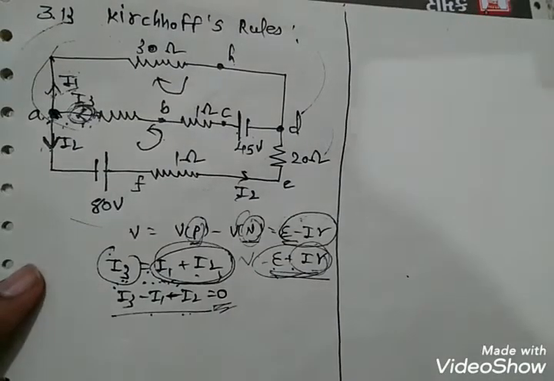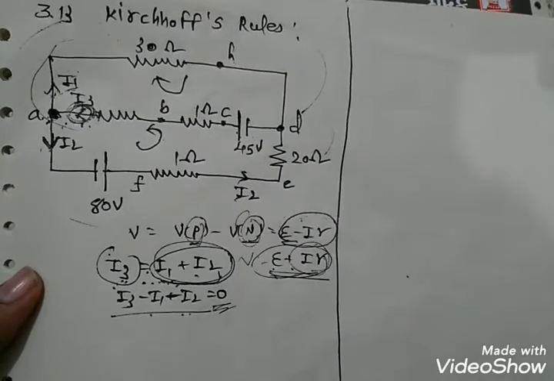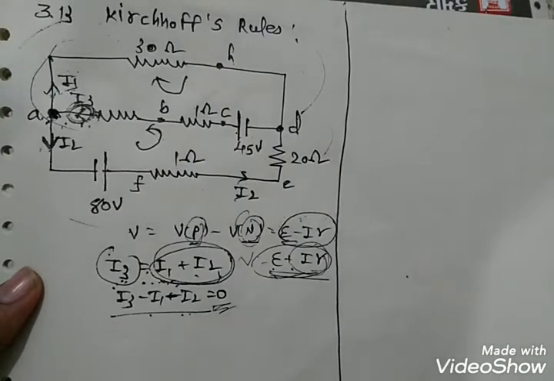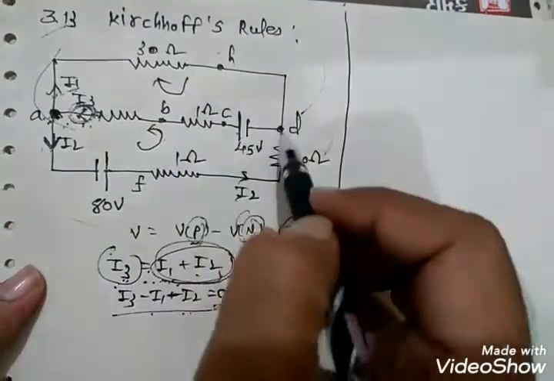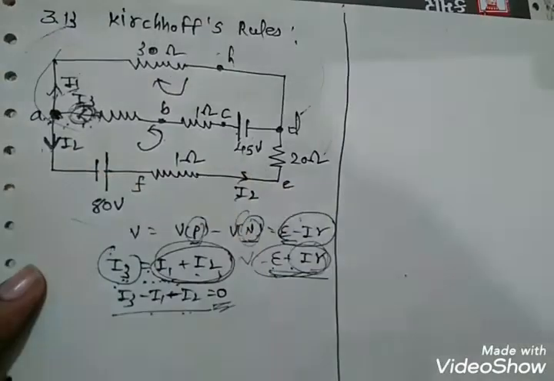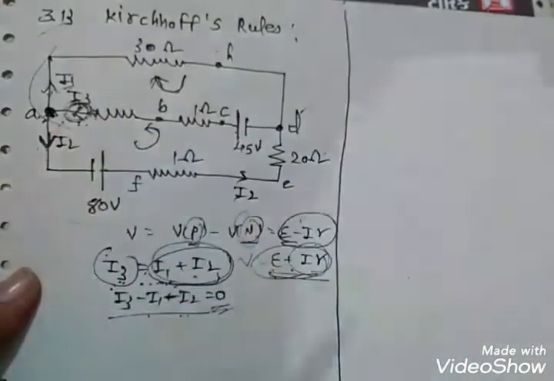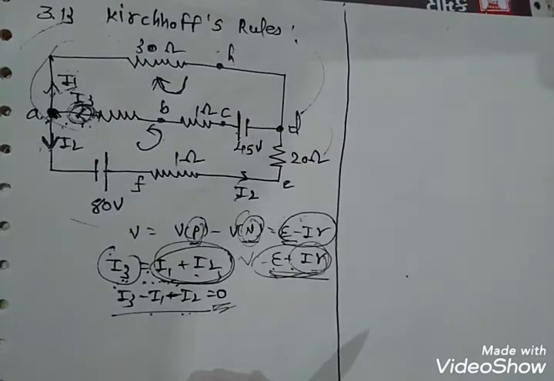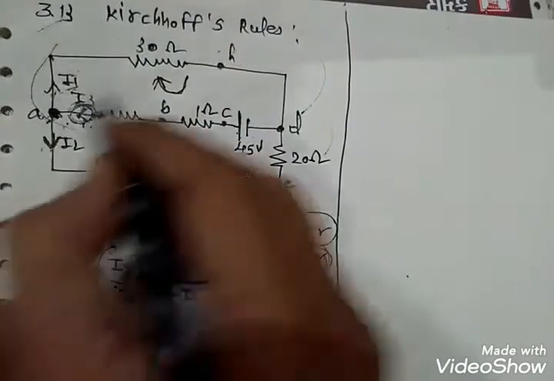Now the second case, the loop rule. The algebraic sum of changes in potential around any closed loop involving resistance and cells is 0. Here two loops are considered. The first one is AHDCBA. The direction of the current is this one. So this is the first closed loop.